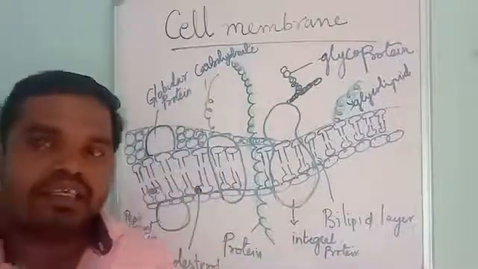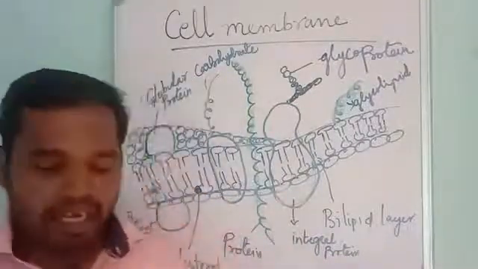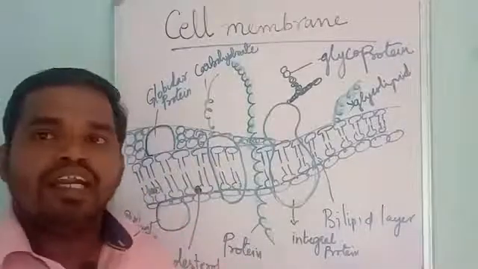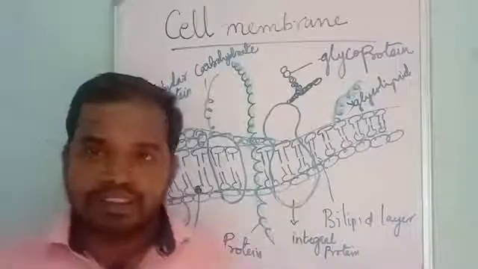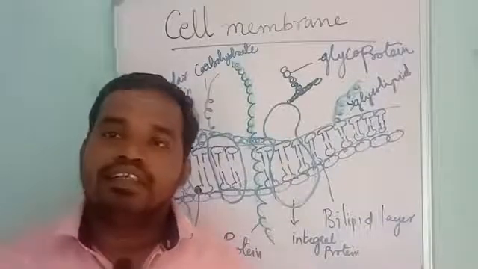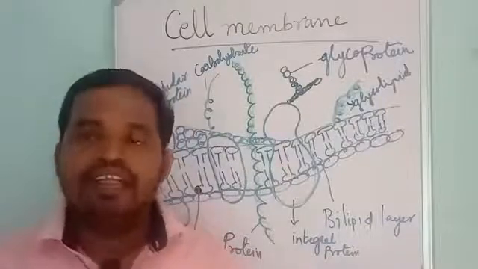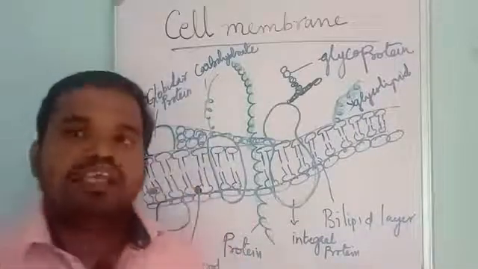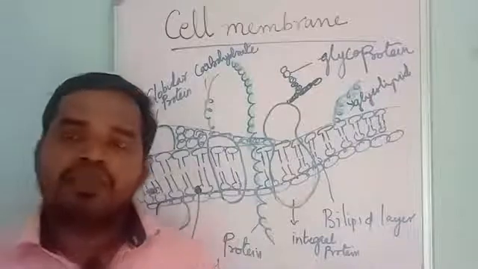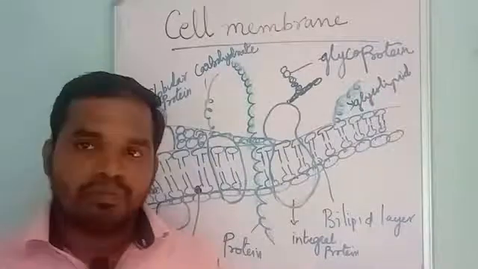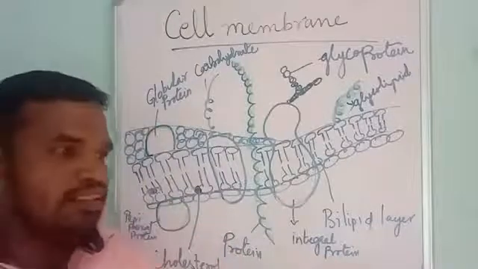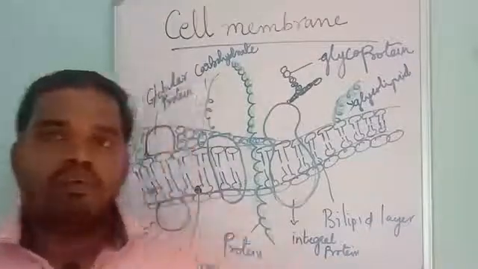So what is the function of the cell membrane? The functions of the cell membrane are, one, the transport of substances, and another, cell signaling, or signal transduction. How does the cell membrane help to transport different types of substances into the cell? Let's discuss them one by one.